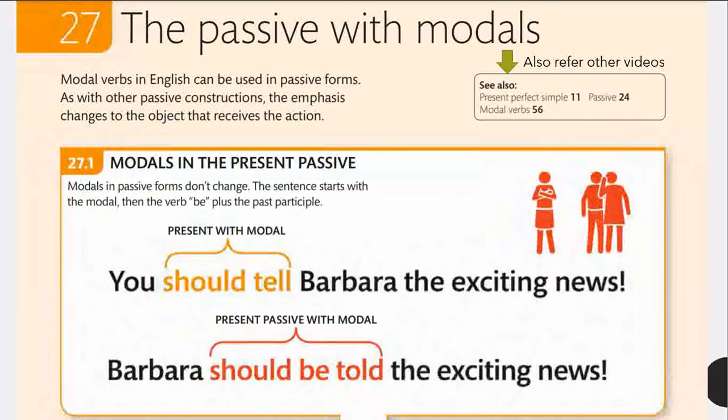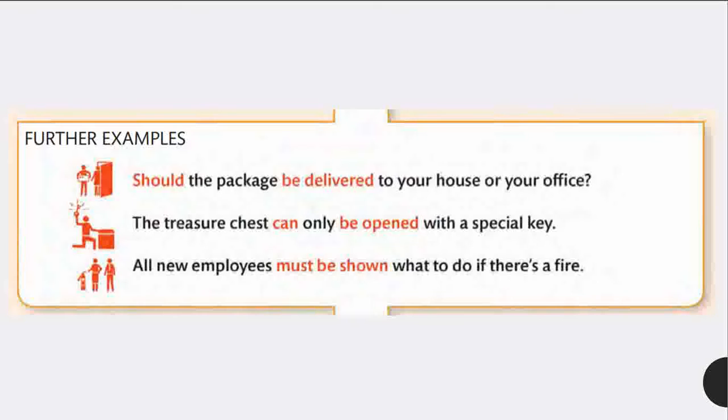Let us look at some more constructions to develop a better understanding. Should the package be delivered to your house or your office? Over here, be delivered is the action and should is setting the tone for the question. You can see the question mark, so it is a question. The next sentence is: the treasure chest can only be opened with a special key. Can be opened. Can is setting the tone with the possibility.